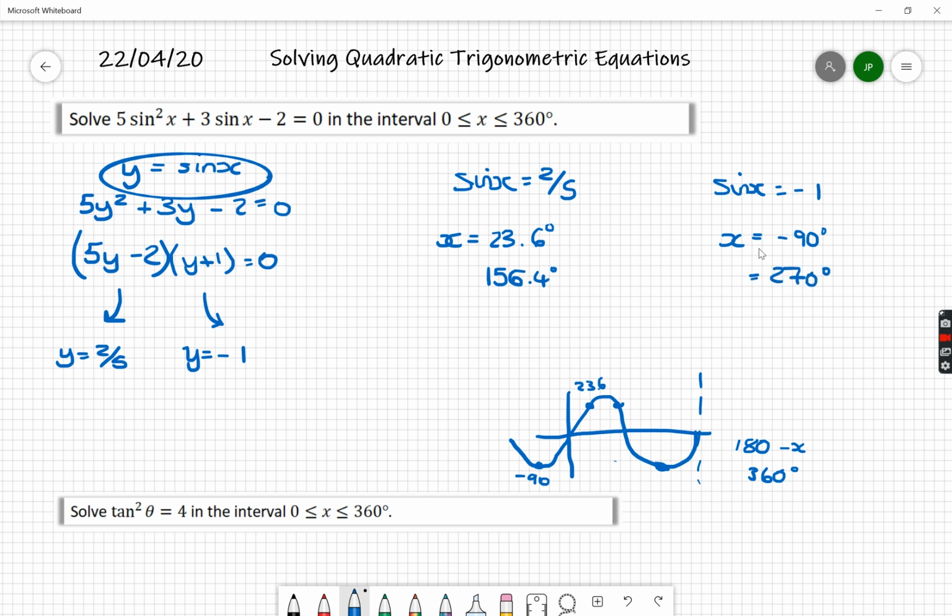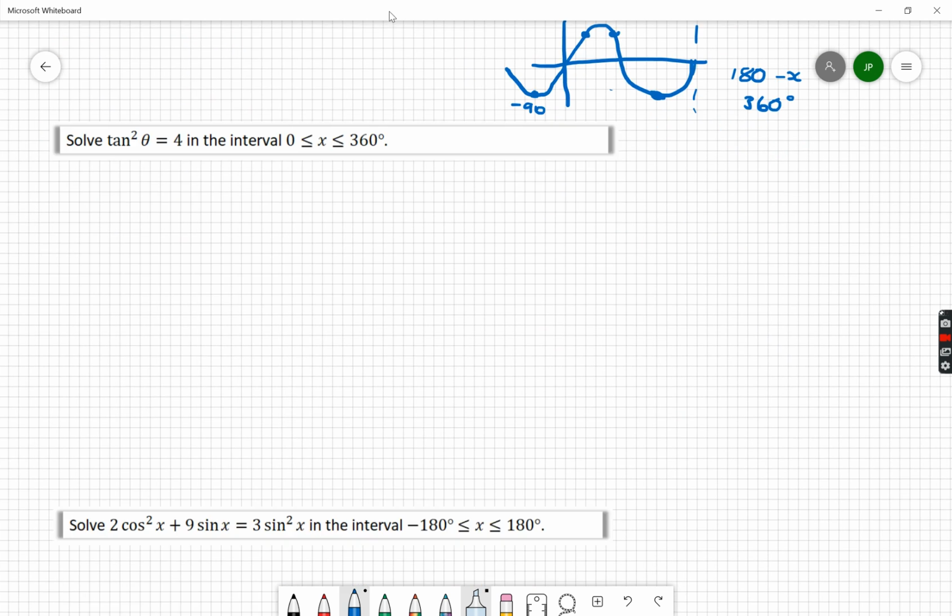So I've got 4 solutions. However, I know minus 90 is not a valid solution, because it lies outside my range. I use it to find my other one, but that itself lies outside my range. So my 3 solutions I should get are 23.6, 156.4, and 270. So we're starting to combine different parts of our knowledge now. Right, just have a look at another one.